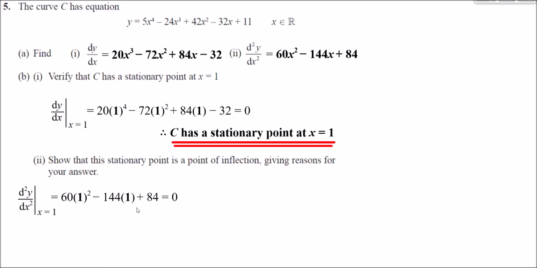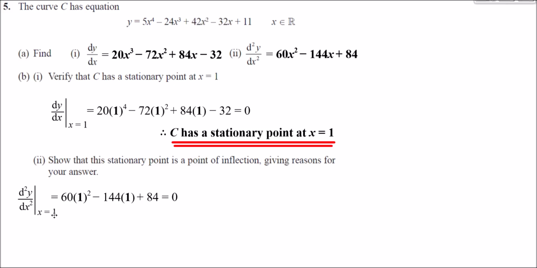0 as well. And so because the first derivative, dy by dx, is equal to 0, and the second derivative is equal to 0, then what we need to do to establish what sort of stationary point it is, we need to test the second derivative either side of x equals 1. So we're just talking about a tiny change either side. Plus or minus 1 decimal place I think is normally sufficient.